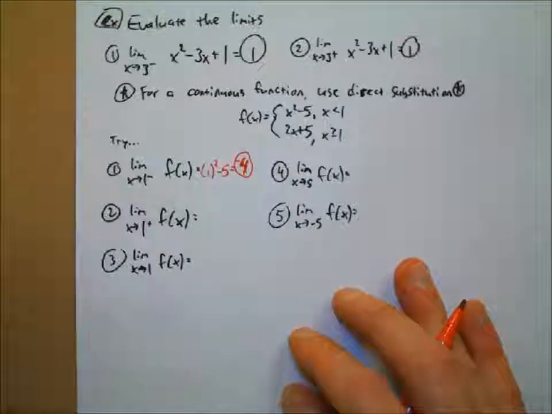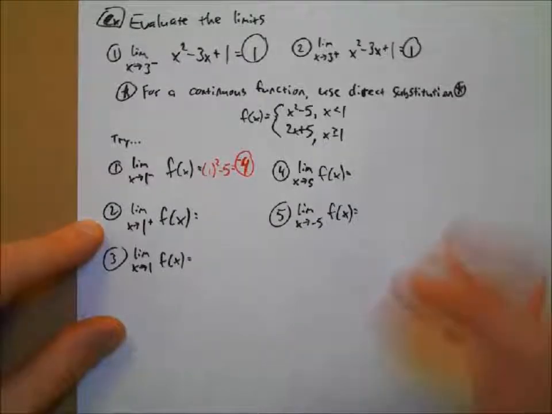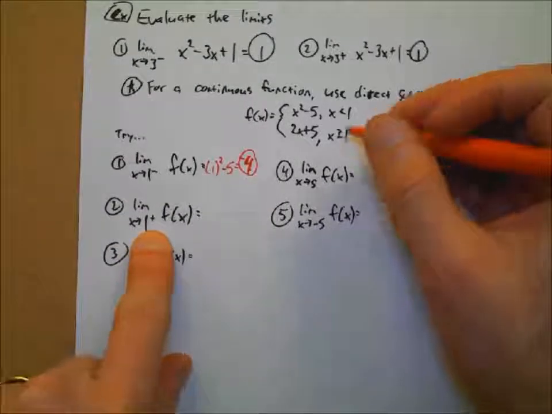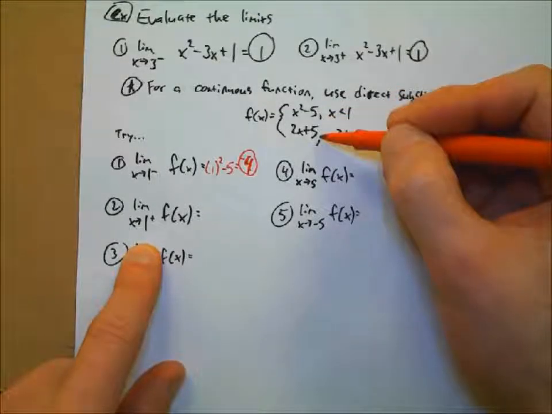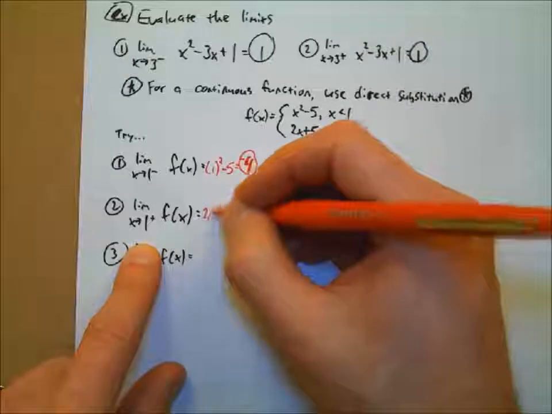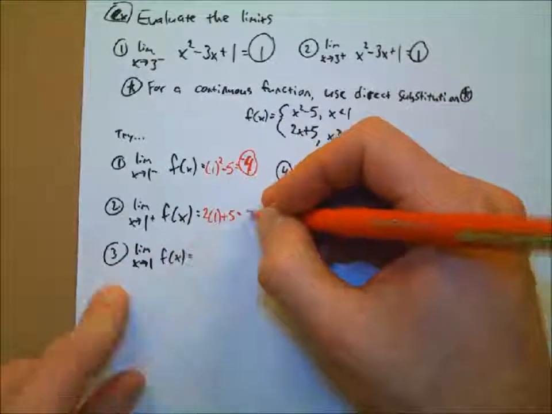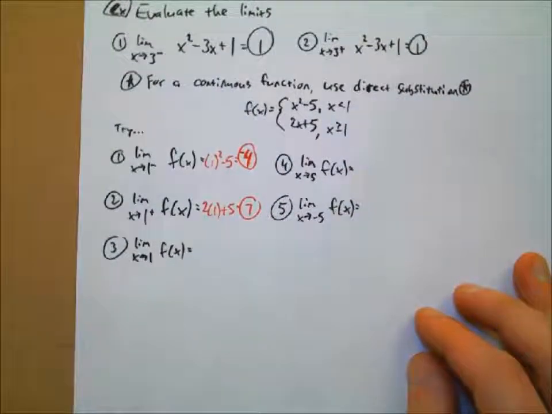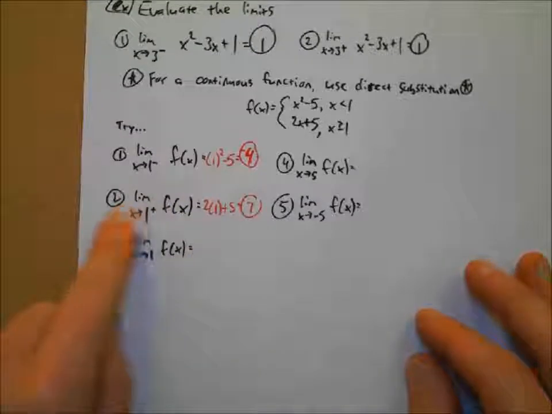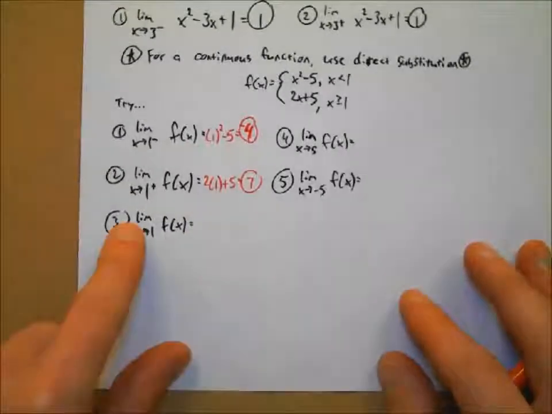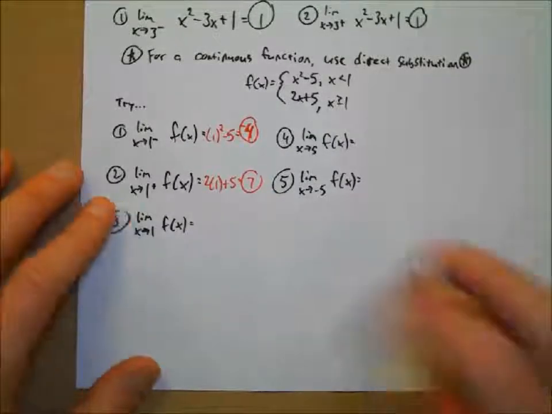All right, so then number 2, now that Madison's explained it. We're going to approach 1 from the right. That means we're going to be using which piece of our piecewise function here? The second piece, right? And we plug in 1 there: 2 times 1 plus 5, so that's going to be 7. So the limit as x approaches 1 from the left is negative 4, and the limit as x approaches 1 from the right is positive 7. The limit as x approaches 1 then should be does not exist.